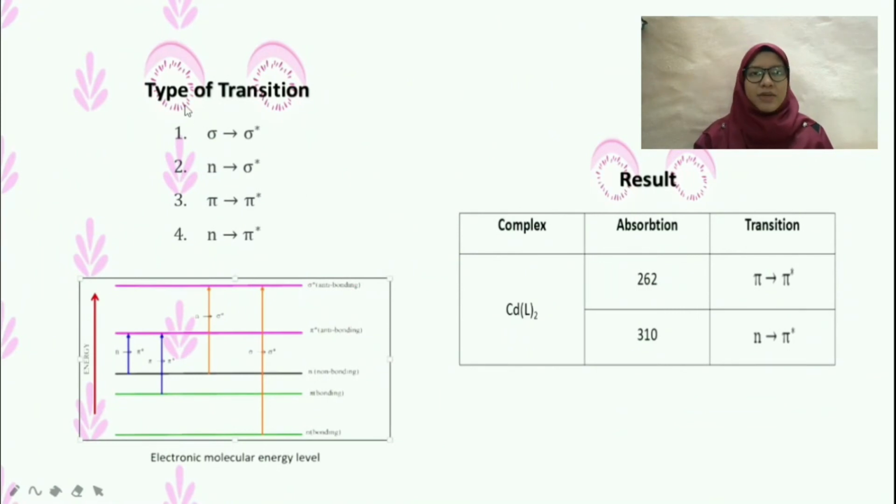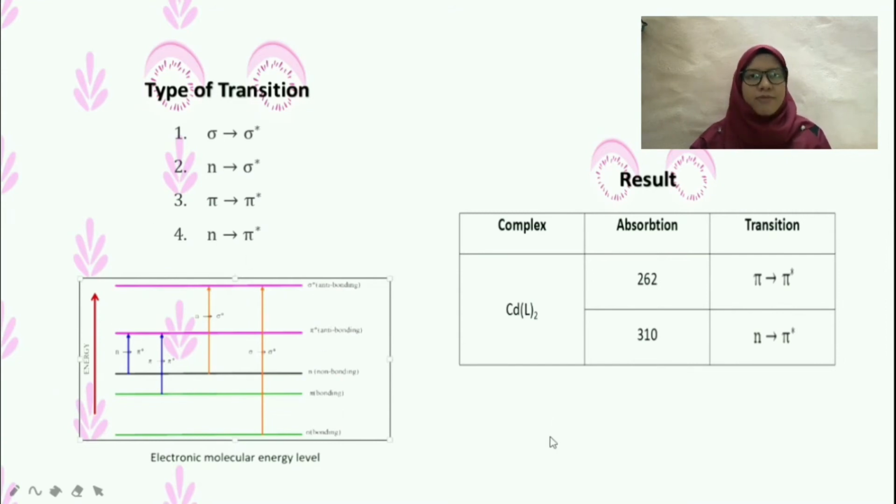Next, for the type of transition, there are four of them, which are sigma to sigma star, n to sigma star, pi to pi star, and n to pi star. Star means an excited orbital. This is the electronic molecular energy level for each transition.